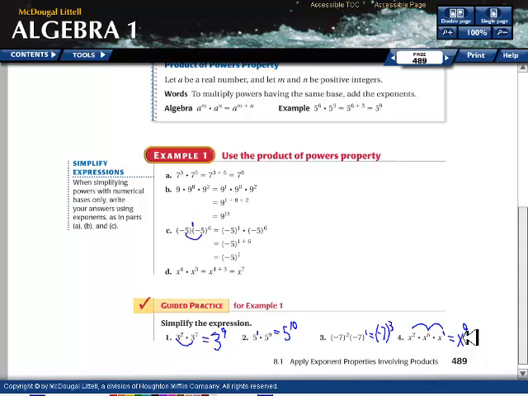So again, this can only happen if the bases are the same. So if they both have 7s. If this happened to be like 5 to the 6th times 3 to the 4th, you couldn't do anything with that as far as a shortcut for finding out what the exponent is. Okay, let's move on.